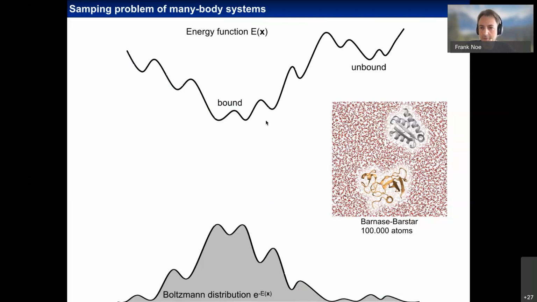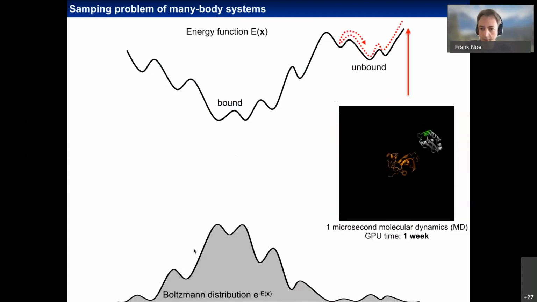So we have an energy function, for example, CHARMM or AMBER. And then we have bound and unbound states and perhaps some intermediates. In principle, this gives rise to a probability distribution, such as the Boltzmann distribution in the canonical ensemble, that we would like to sample in order to compute, for example, the probability of being bound or being unbound at certain conditions. And we can do that by running MD simulations.